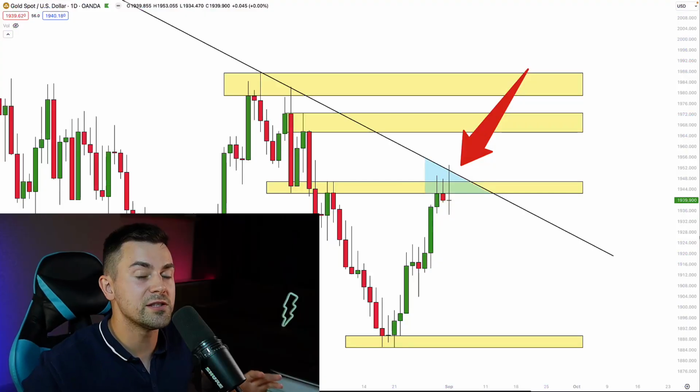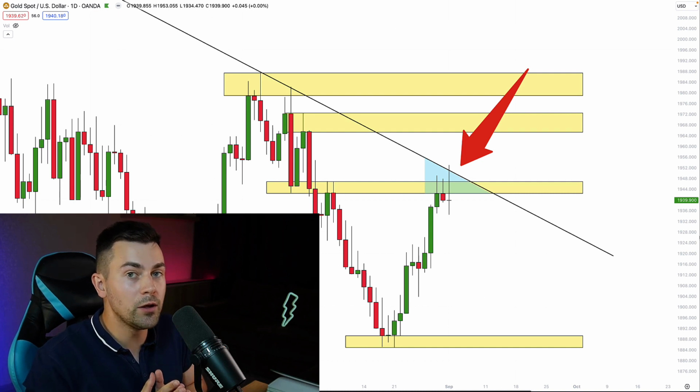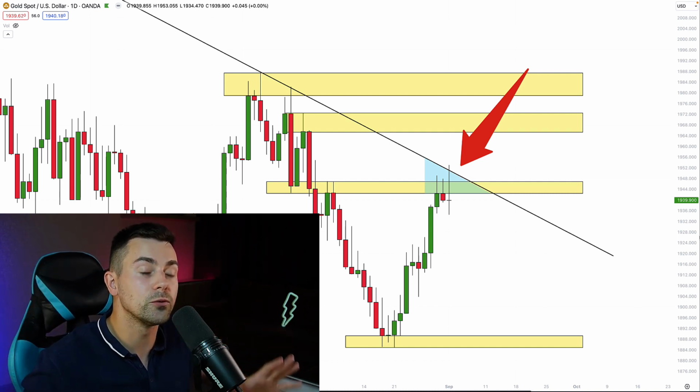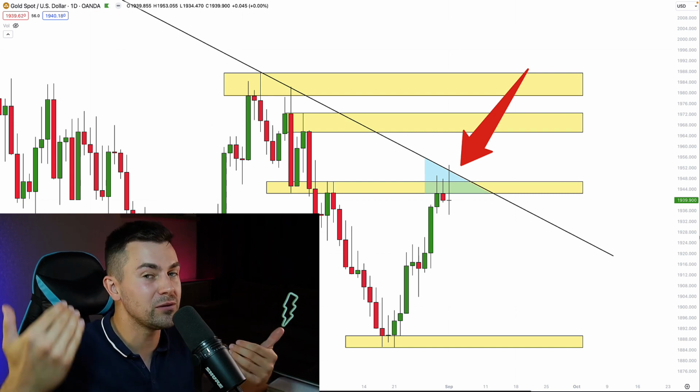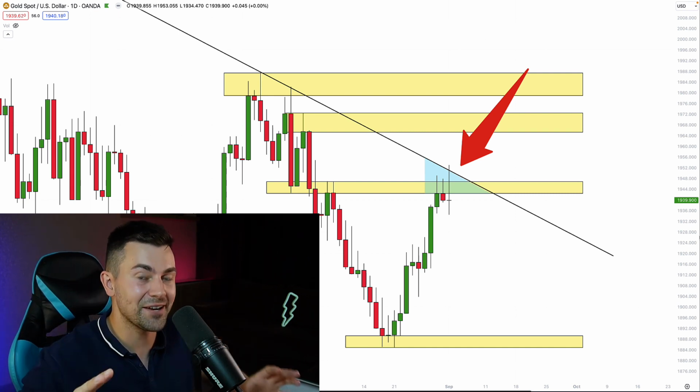Smart money concepts and liquidity zones are closely intertwined. And once you learn to identify the liquidity zones, you will be able to better feel the actions of big players.